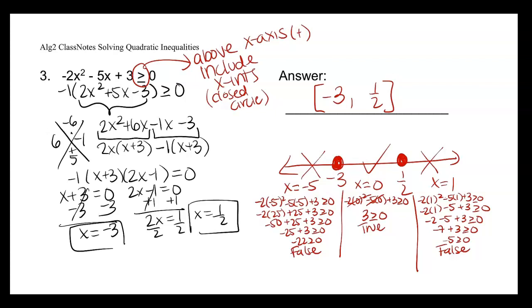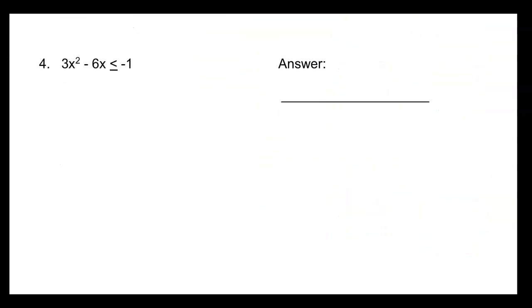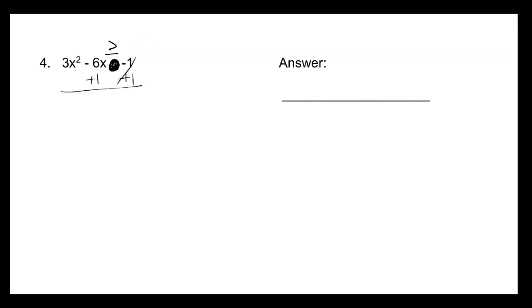All right, next piece. So looking at example 4, this one didn't copy correctly. Make sure on your paper that this is the greater than or equal to symbol. Okay, so on here, first issue that I see is that this is not a 0 on the right-hand side of your inequality. So we're going to have to add 1 to each side. So we're going to have 3x squared minus 6x plus 1 is greater than or equal to 0.